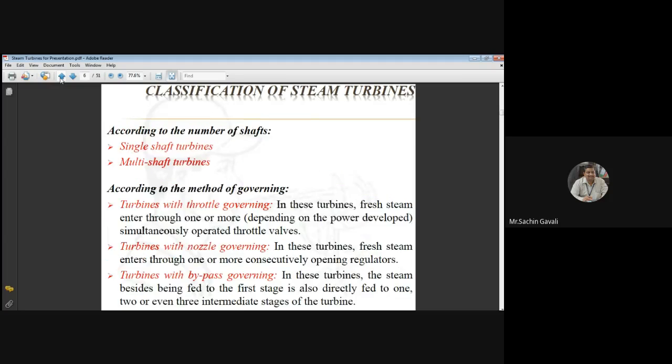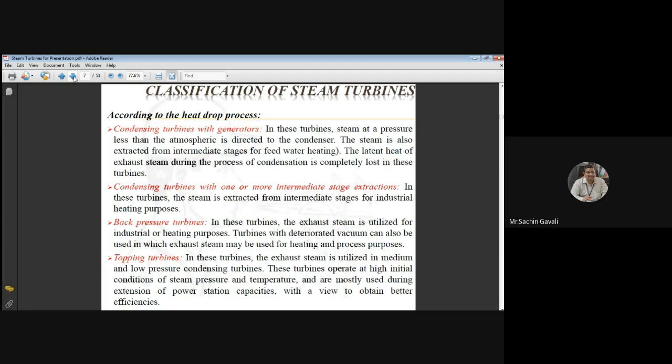Okay. Then afterwards, single shaft turbine, multi shaft turbines with throttle governing, turbines with nozzle governing, turbines with bypass governing. Then, depending on how the steam is extracted or how it is exhausting the heat, condensing turbines with generators means the turbines which are using a condenser, like our vapor power cycle. After the steam turbine, we are passing the steam to the steam condenser, where steam gets condensed.